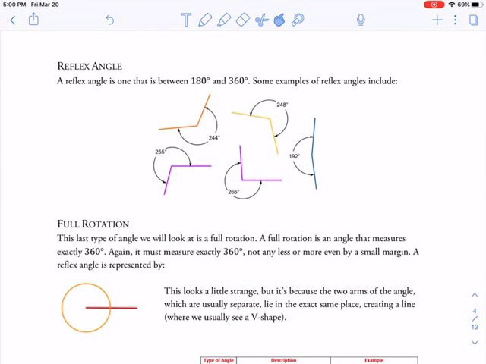Next one is a reflex angle. That's between 180 and 360, and so that is the opposite side of an obtuse angle. If I were to highlight this side, that would be an obtuse angle, this one too, etc. So the reflex angle is the outside or the big side of the angle, and again, not exactly 180, not exactly 360, but in between.